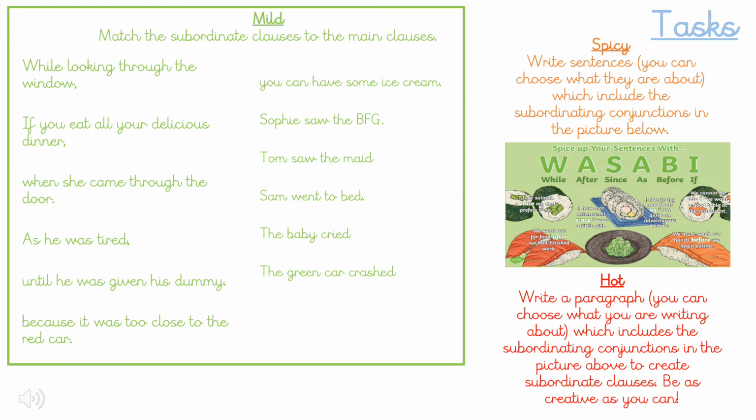The hot task for today is to write a paragraph. Again, you can choose what you want to write about, and you need to include the subordinating conjunctions on the screen to make as many subordinate clauses as you can. Make sure you're as creative as you can, and you might try and include some of your other writing skills. For example, expanded noun phrases or fronted adverbials. Have fun, and I can't wait to see how wasabi has spiced up all of your writing.